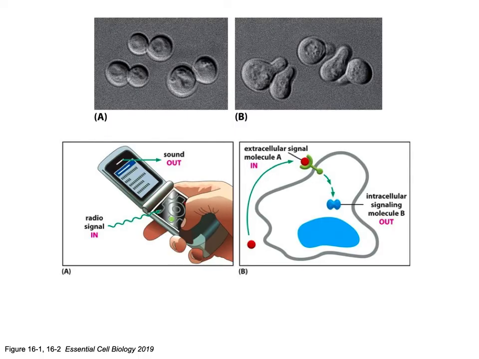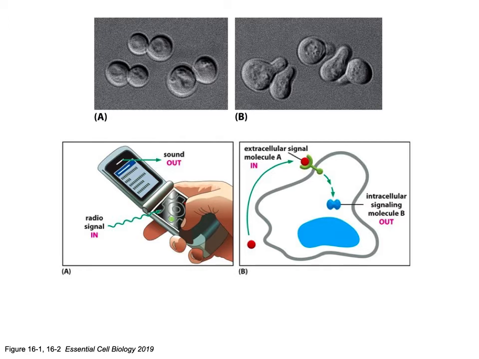So we want to keep in mind that just like with your cell phone where you get a radio signal in and then a sound out, cells work in the same kind of way. So they're going to get an extracellular signal from a molecule. It's going to bind to a receptor, and then that gets translated into an intracellular signal and then an output where we're going to get some kind of effect response by the cell.